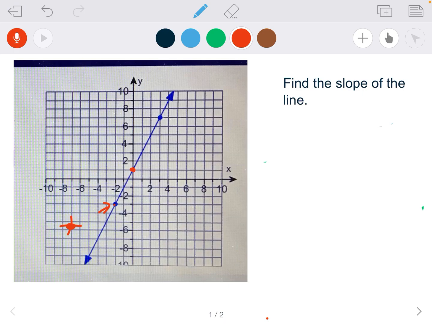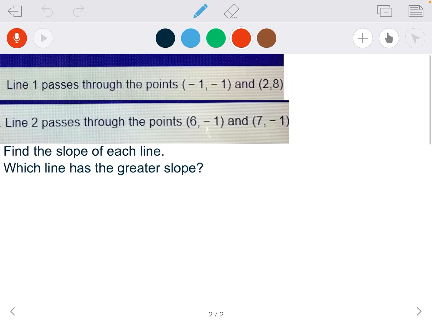So how many y values do I change? I go 1, 2, 3, 4. So I'll go up 4, so that's a +4. And then x values, I go over 1, 2, over 2. So 4 divided by 2 is 2. So the slope is 2. That's another way you can do it if you have a graph and you can identify points.